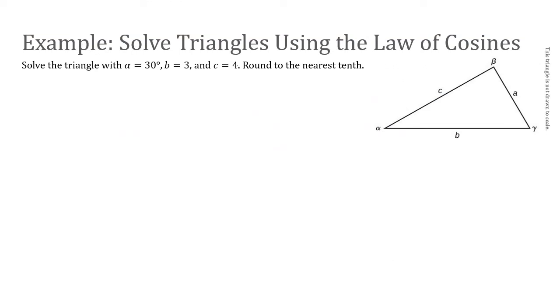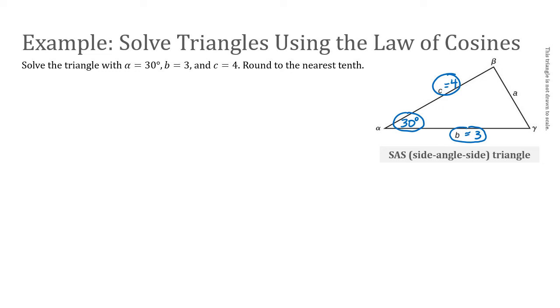Now let's look at an example. Solve the triangle with alpha equal to 30 degrees, b equal to 3, and c equal to 4. Round to the nearest tenth. Okay, so I have been given an angle of 30 degrees. I've been given a side b equal to 3 and another side c equal to 4. So I've been given, if I follow these in order, a side, then an angle, and then a side. So that is a side angle side triangle. And in looking at this, I see that I do not have an anchor, right?